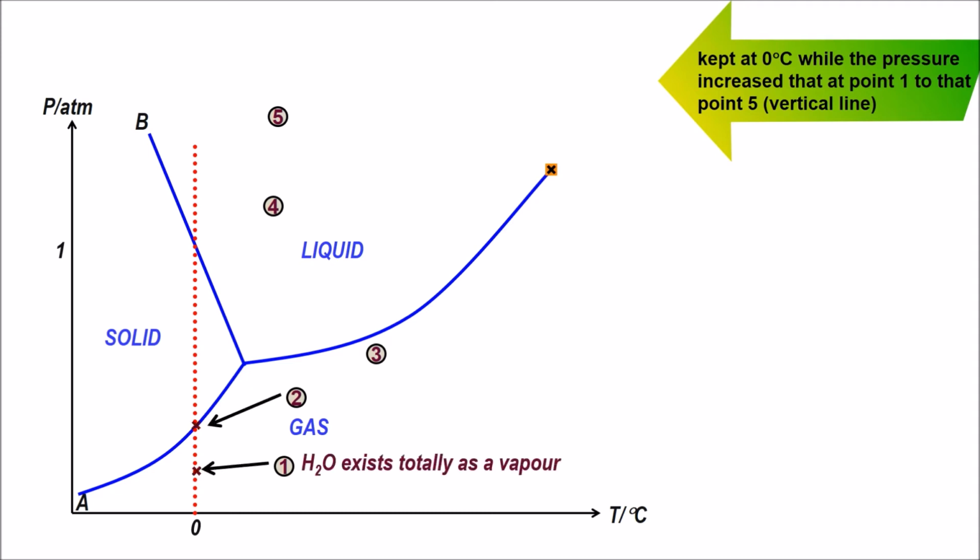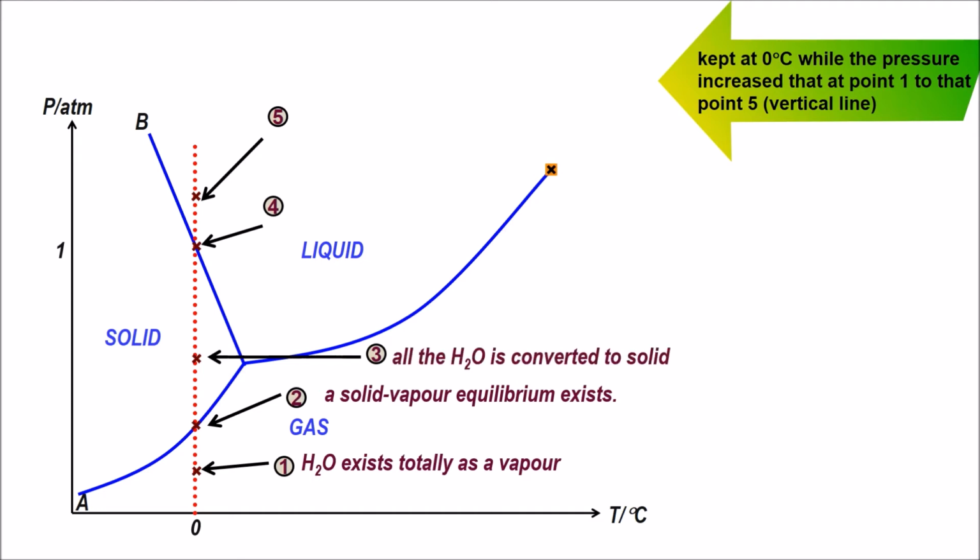At point 1, we can see that water will exist totally as a vapor. Point 2 is at the solid-gas equilibrium line, so a solid-vapor equilibrium exists. At point 3, you can see that it is in the solid area, so all the water is converted to solid.